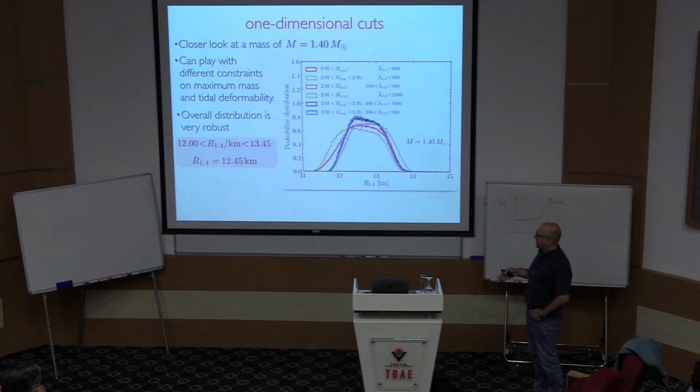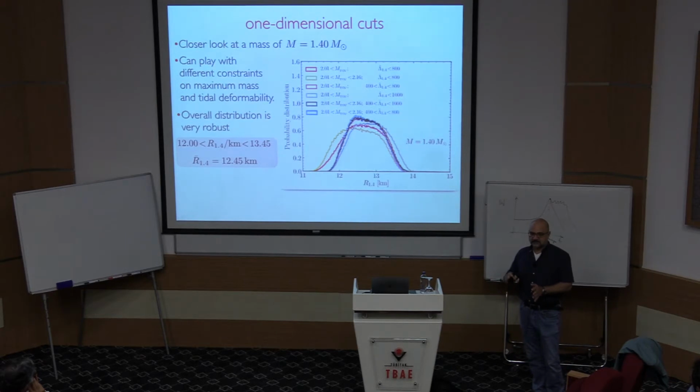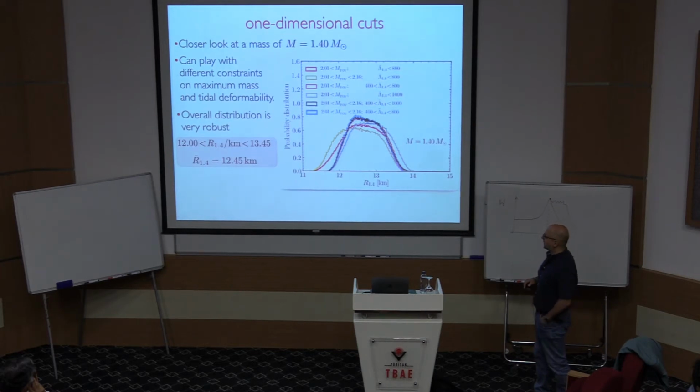We now have a better understanding of what the typical radii are. This means that radii as small as 8 or 9 kilometers seem very unlikely unless you have a phase transition, and equally radii which are very large, so a very stiff equation of state, seem to be excluded. So the equation of state is kind of in between stiff and soft, which is maybe what one would expect.